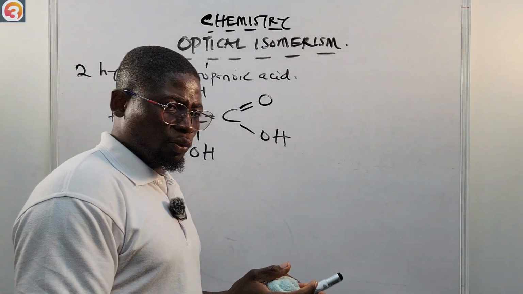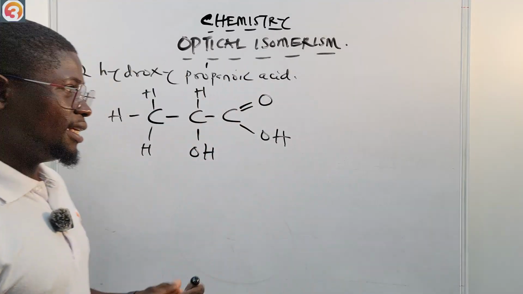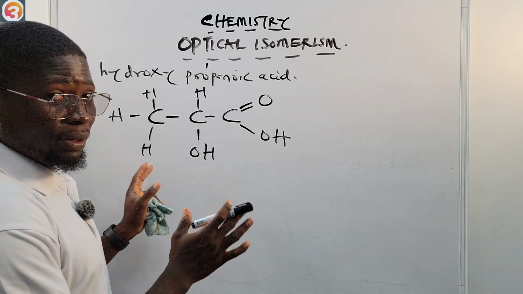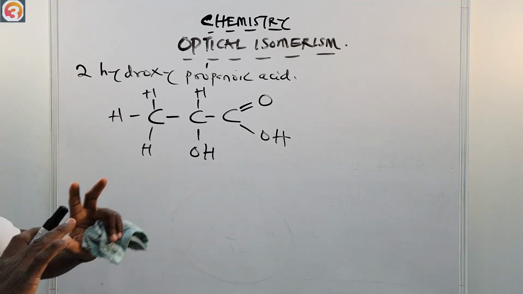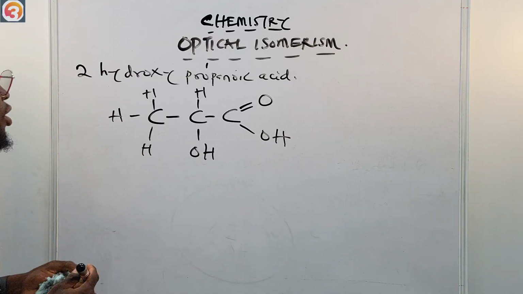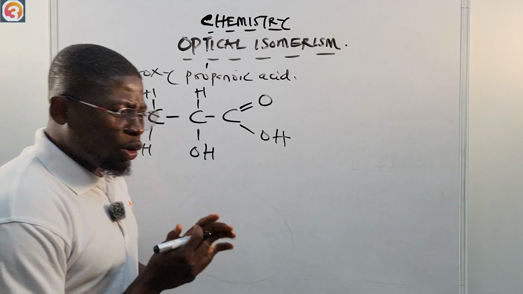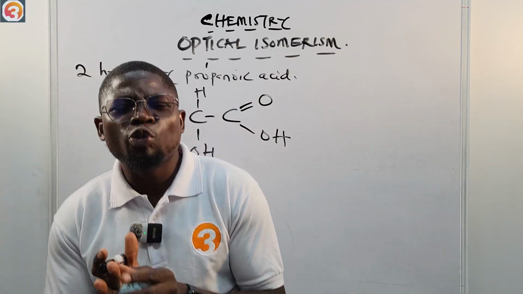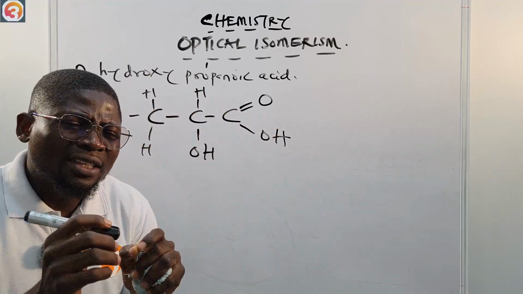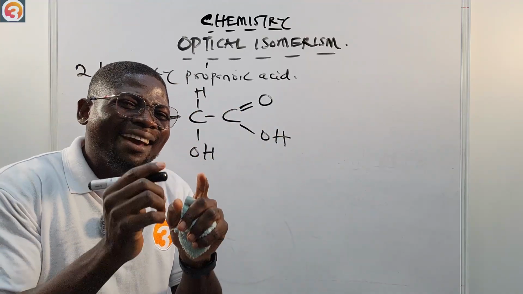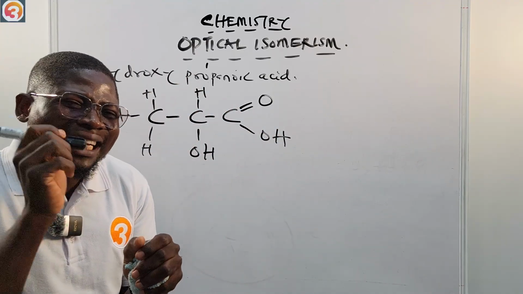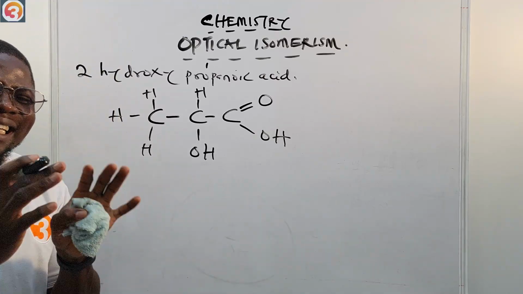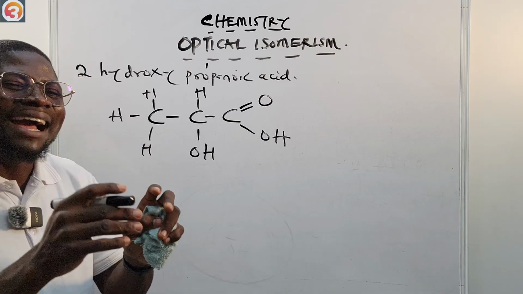Now this is our 2-hydroxypropanoic acid. We are told to draw the enantiomers. It's very easy. For those of you that have not been understanding since we started, this will be a very good way to easily understand what you have been doing. For us to be able to draw enantiomers, the first thing we must do is to find the chiral carbon, or the chiral center, of the molecule. In this molecule we are given, we have to find the chiral center.